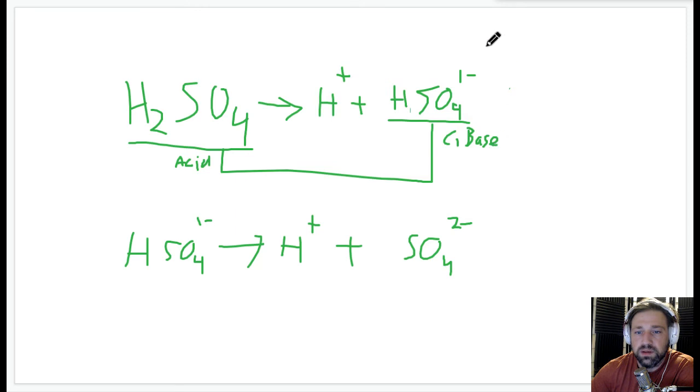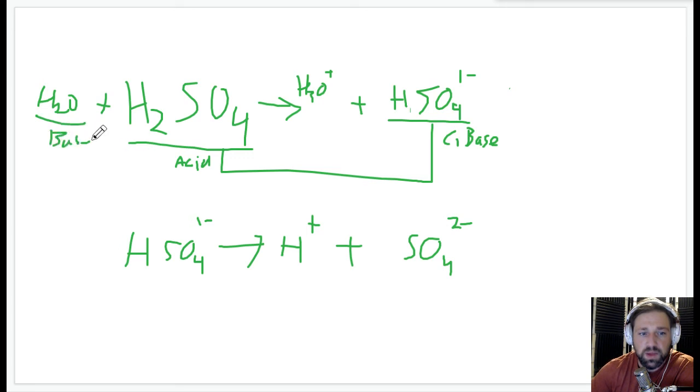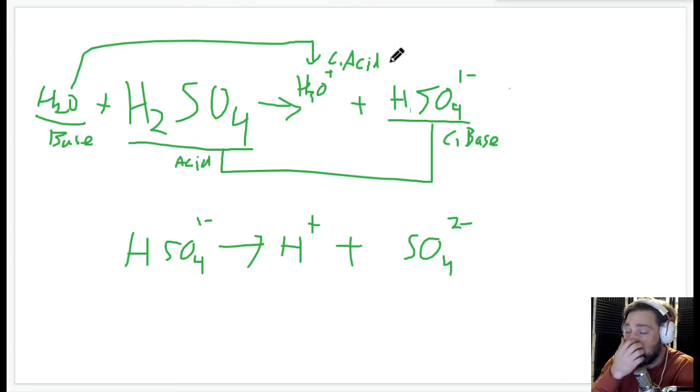There we go. And then, if we had water in here, H2O, and we rewrite this as a hydronium ion, H3O plus, this guy would be the base, and this would be the conjugate acid.